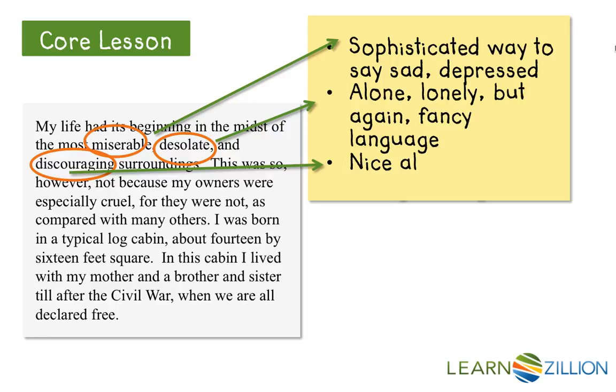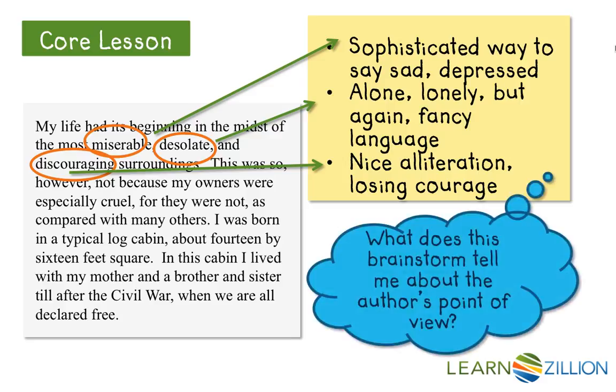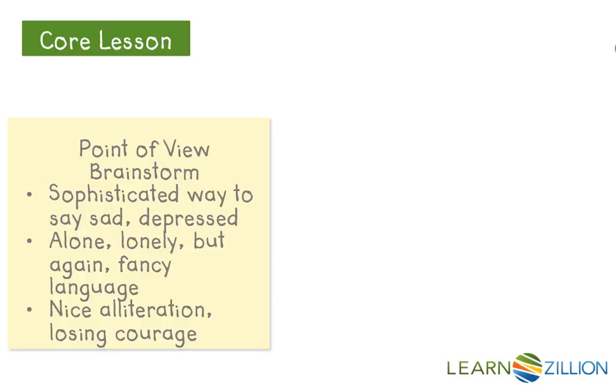And this third term, discouraging, I'm noticing the alliteration between desolate and discouraging. And then, of course, the meaning of the word discouraging is losing courage. So now that I've got a brainstorm on my sticky note, I'm thinking to myself, what does this brainstorm tell me about the author's point of view?